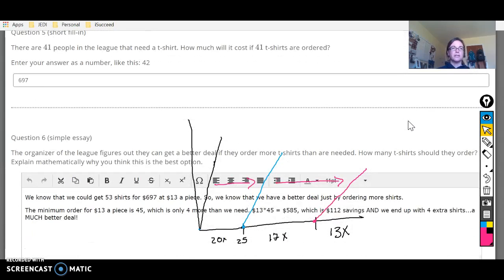41 people in the league need a new t-shirt. How much will it cost if 41 t-shirts are ordered? The answer here is going to be 41 times 17, because we're in this little range right here. 41 is going to be somewhere in here. So 41 times 17 is 697.